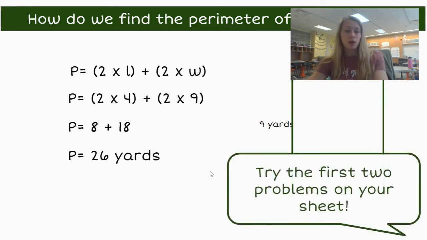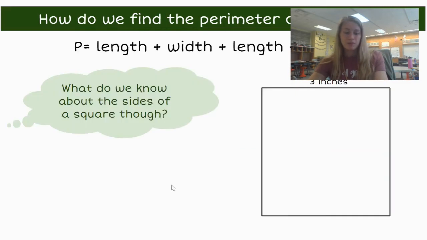Try the first 2 problems on your sheet. You can pause the video. After you've done those problems, welcome back.